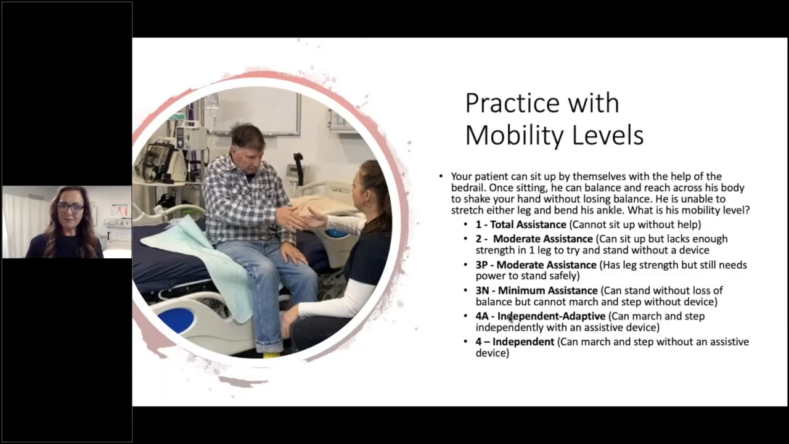So your patient can sit up by themselves with the help of the bed rail. Once sitting, he can balance and reach across his body to shake your hand without losing balance. He's unable to stretch either leg or bend his ankle. What is his mobility level? Hopefully, you chose moderate assistance. He is able to sit up and shake your hand. So he has passed step 1 and he's in level 2 moderate assistance category. When you try to test him to see if he can pass out of that, he does not pass that test. So he remains level 2 moderate assistance.